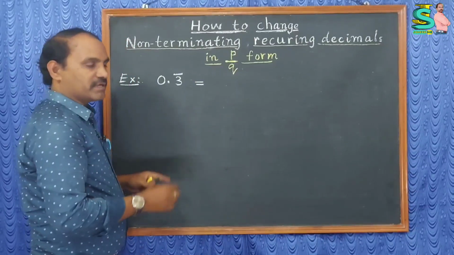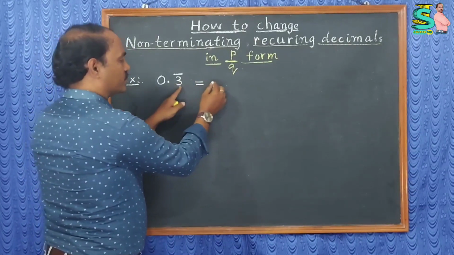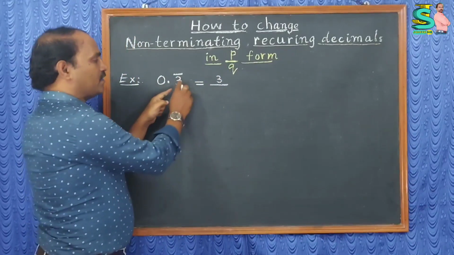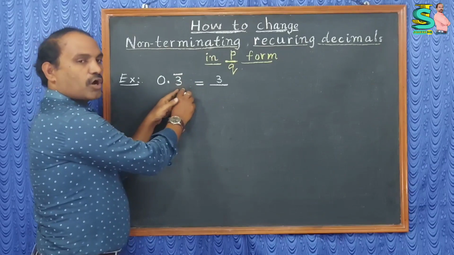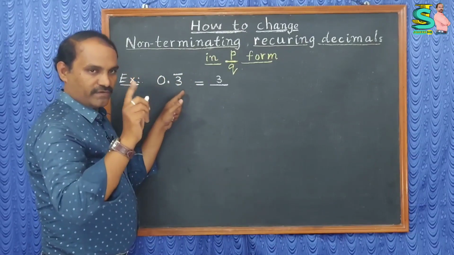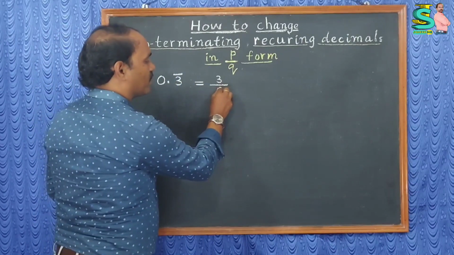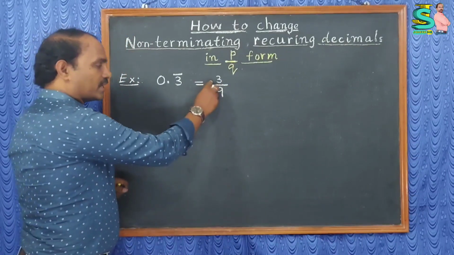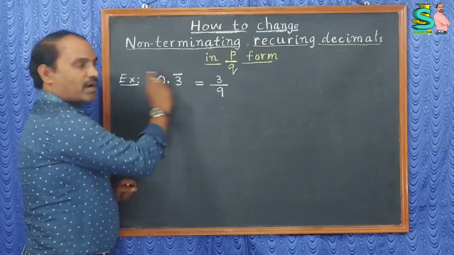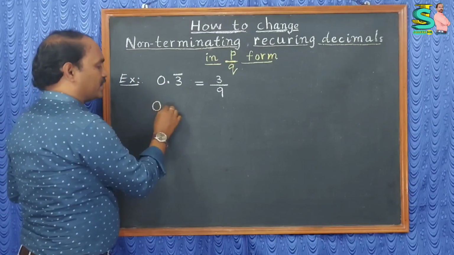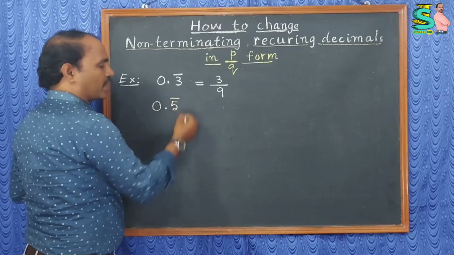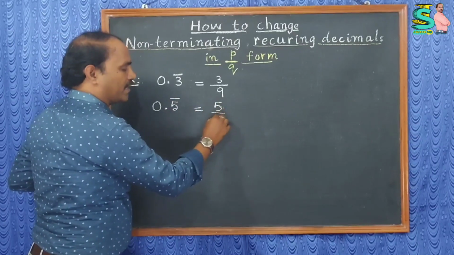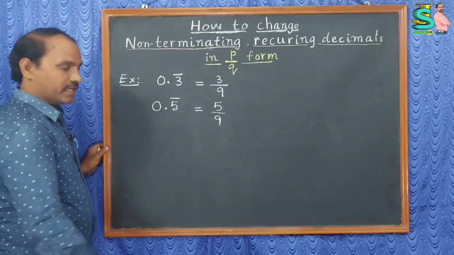It is a shortcut method. First, you should write 3, the whole number, and then under the bar, how many digits are there? Only one digit. That's why only 9. 3 by 9 is the p by q form of 0.3 bar. Like that, 0.5 bar, how can we write? 5 by 9. Okay.